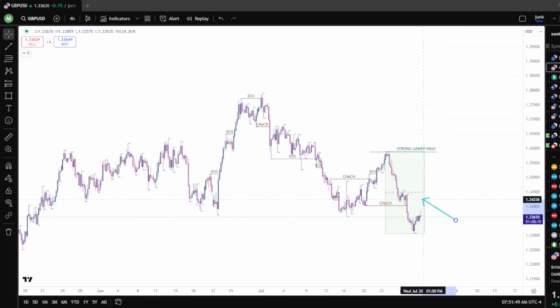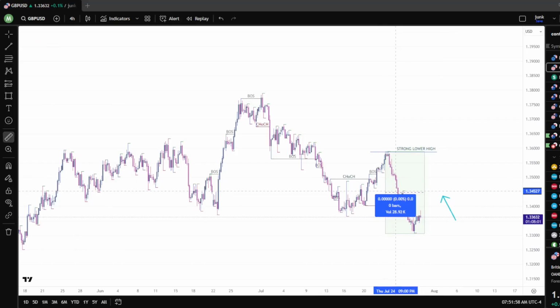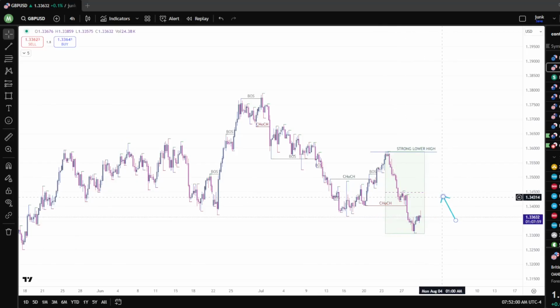Expecting another push if it does come back in and retraces to premium or to this area of supply. Then we're looking for any type of selling opportunity with another stronger push down from that area of supply, just to confirm that this isn't a liquidity sweep.